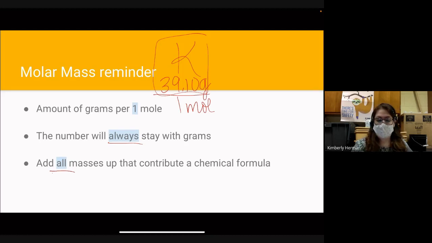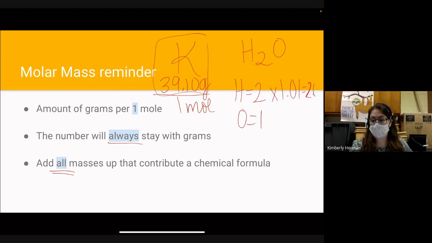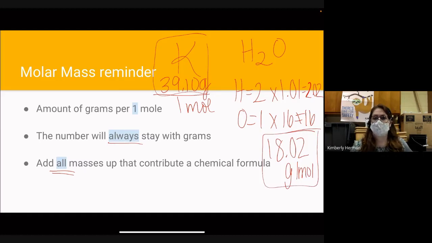Now don't forget that if you have a compound, let's say like water, you have to add up each piece of the compound, which is two H's. So we have H equals 2 and 1 O. And we're going to see that H is 1.01, which gives us 2.02. And then O is going to round to 16, which gives us 16. So if we add up all the masses, we'd have 18.02 grams per mole. So that's just a molar mass reminder to help us go through as we now introduce grams into our conversion.